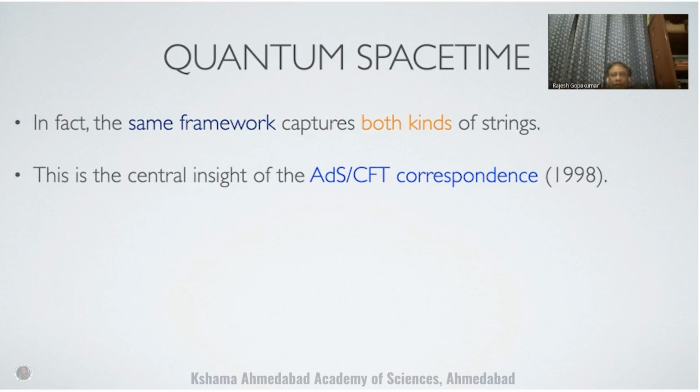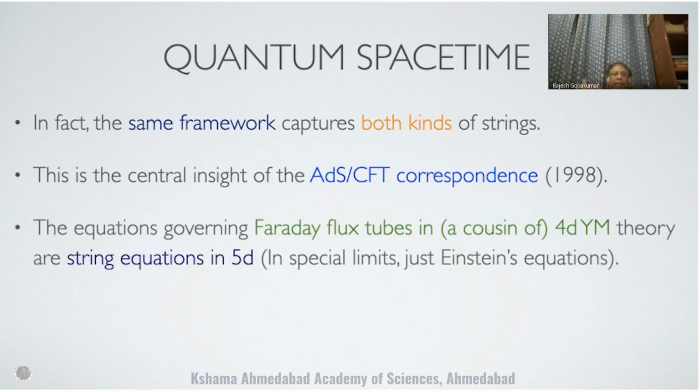So they seem to be the same thing, and this is the central insight of this AdS-CFT correspondence and this picture that I drew a few slides ago. Let me just revisit what I said then: the equations governing these Faraday-like flux tubes in a cousin, at least in variants of four-dimensional Yang-Mills theory, are the string equations for strings moving in a five-dimensional curved space-time, and those equations in some special limits actually just become Einstein's equations. So there's a remarkable relation between quantum field theories like those of Yang-Mills or Maxwell and its generalization Yang-Mills, and the strings that describe Einstein's equations.